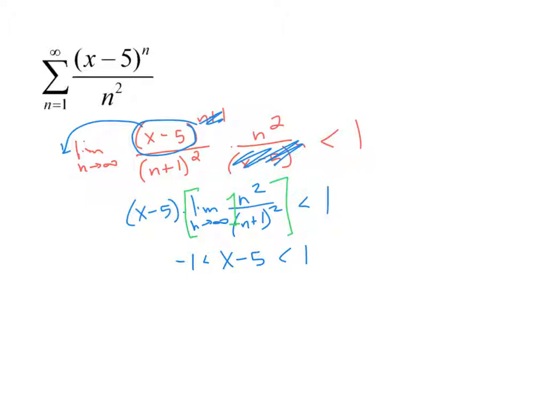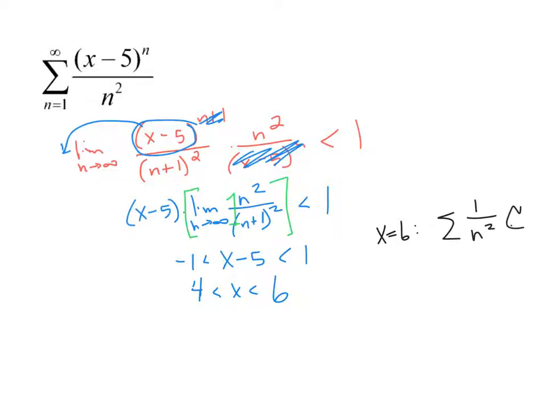Between negative 1 and 1, I add 5. So right now I can tell you that the width of my interval is 2, so the radius of convergence is 1. And of course, to get the interval, we're going to check those endpoints real quick. So let's start with 6. If I plug 6 in up here for x, I've got 6 minus 5, so that's 1. 1 to the nth is always 1. So this series is just 1 over n squared. And of course, this is a convergent p-series.